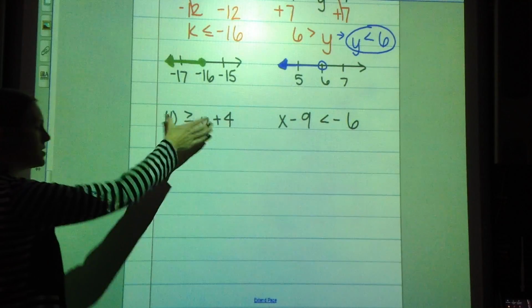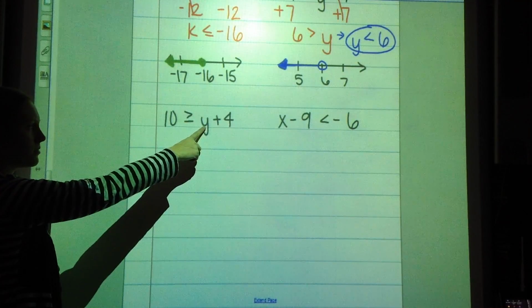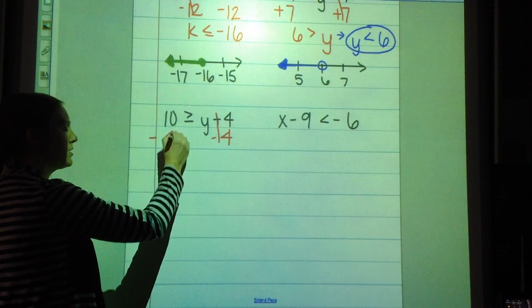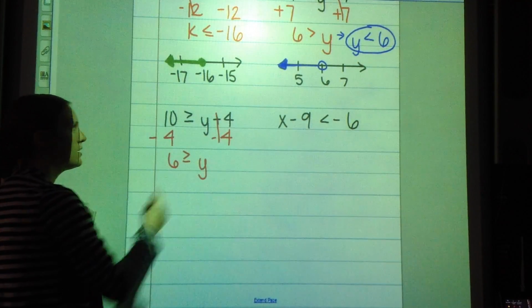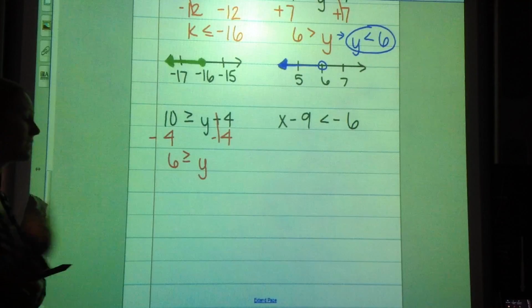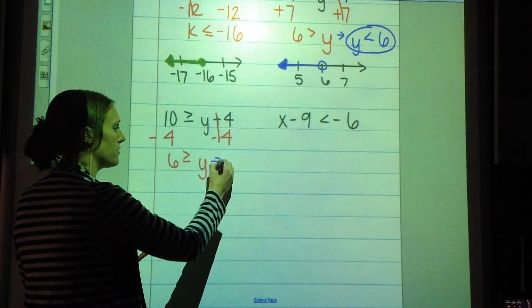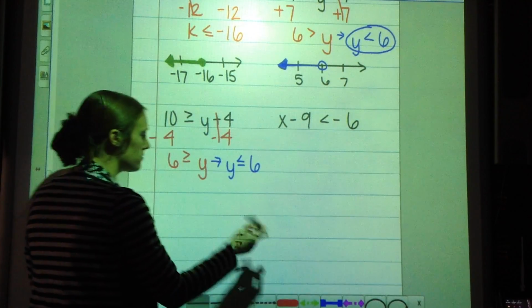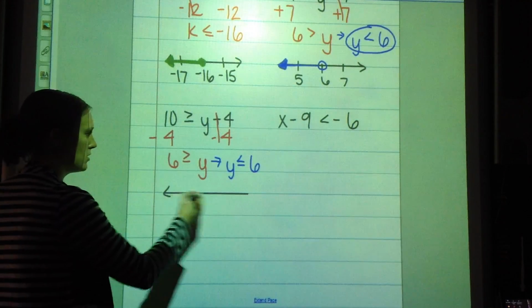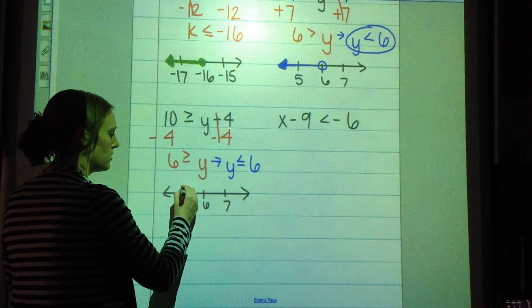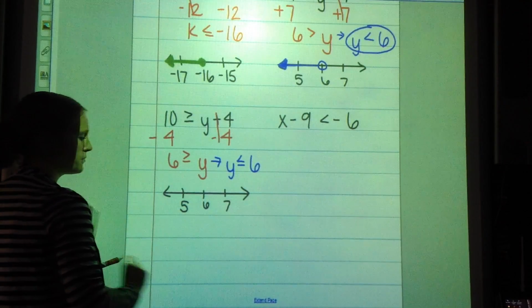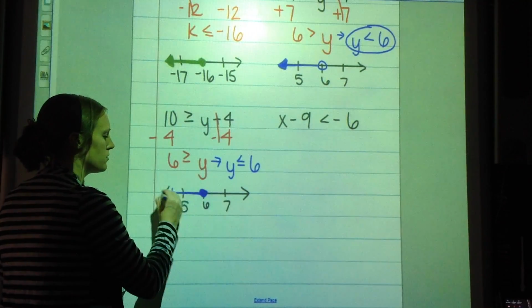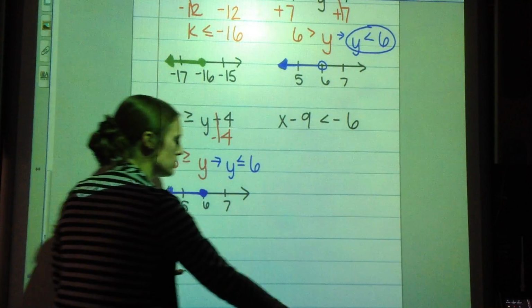You're going to see on this problem right here, again, our variable's on the right side. To isolate the variable, I do the opposite of adding, which is subtracting. And again, my inequality is backwards, so I need to flip that before I can graph it. This really says y is less than or equal to 6. That's what I'm going to graph. Closed at 6, less than or equal to.